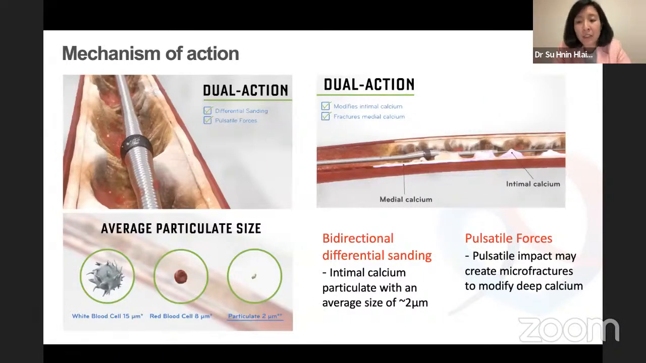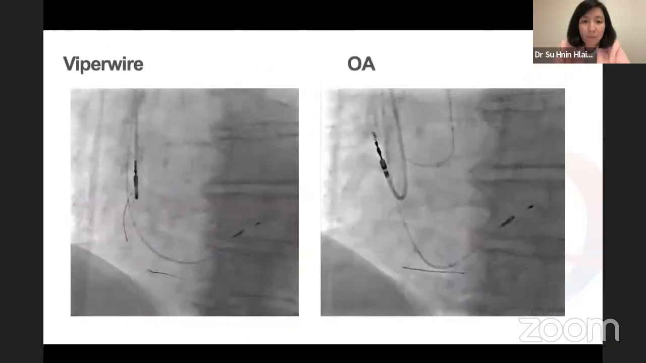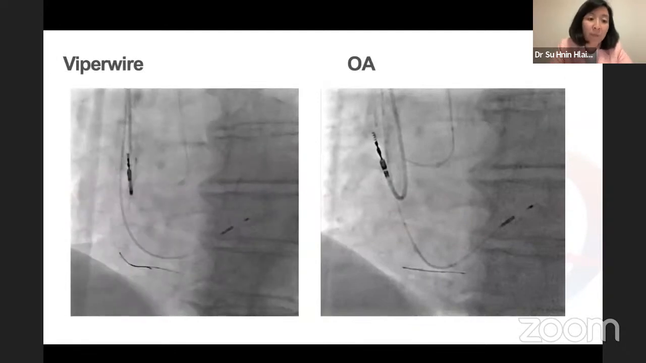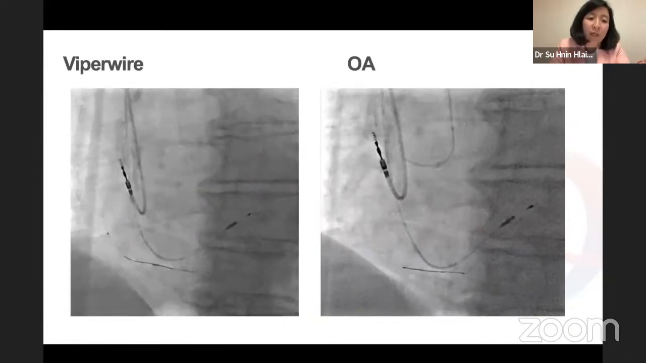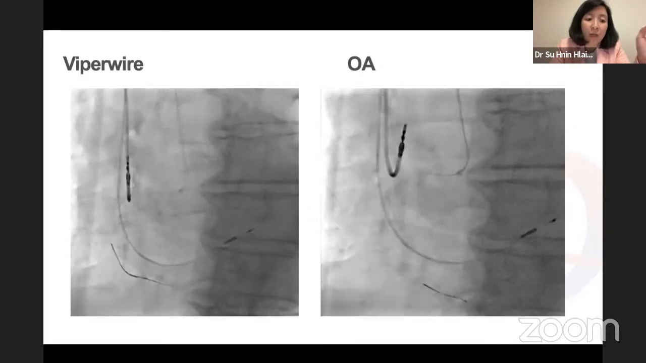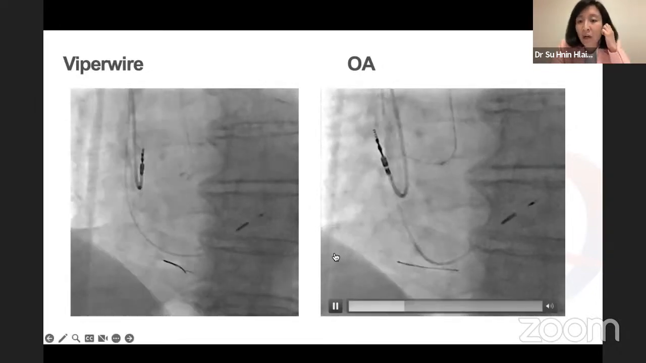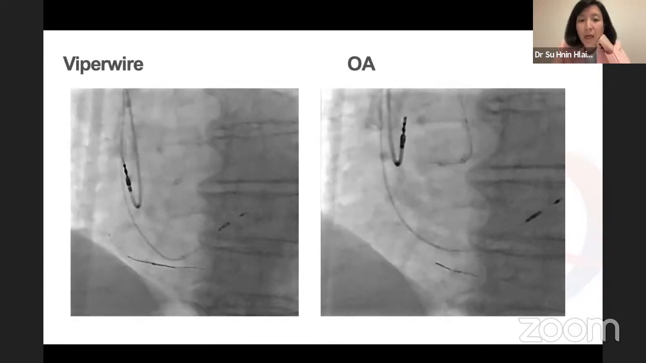The other mechanism of action is the pulsatile forces, which create microfractures to modify the deep calcium. So these two mechanisms of action, bidirectional differential sanding and fracturing, modify the plaque morphology and vessel compliance, which allows adequate stent expansion. The ViperWire can be wired directly. We started with the workhorse wire because we wanted to do the IVUS. Then the ViperWire was wired, and we started the orbital atherectomy to the proximal RCA.